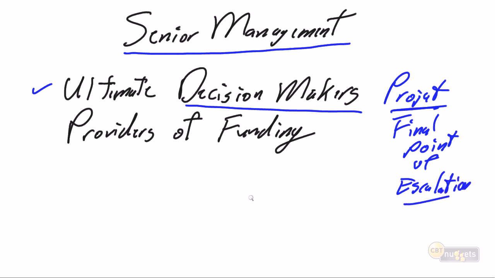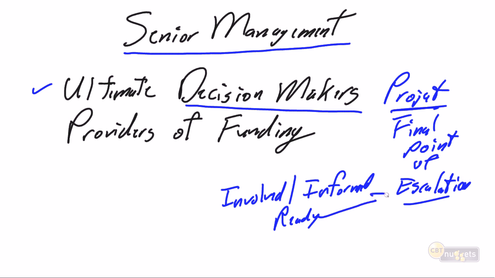We need them involved. We need them informed. And we need them ready for the escalation on an as-needed basis. But ideally, I'm going to inform, I'm going to involve my senior managers, but hopefully my project is going to go so well I never need to go to the point of escalation. But they're there, they're ready to help me when I need them.